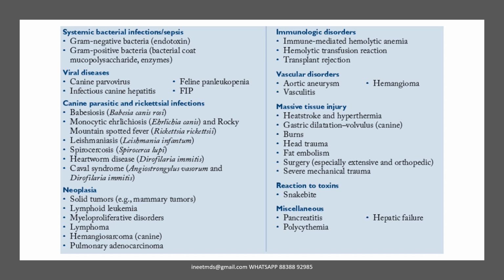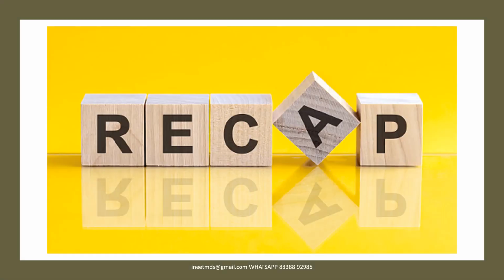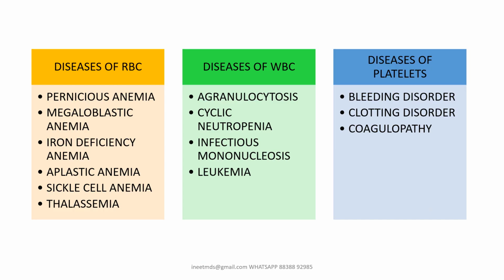Now, to recap what we saw today: we saw diseases of RBC. Under that we saw pernicious anemia, the difference between pernicious anemia and megaloblastic anemia, what is the intrinsic factor of Castle and what is the extrinsic factor, how calcium is involved in the absorption of vitamin B12, and the findings of megaloblastic anemia, that is the macrocytic anemia, how it presents, MCV values, and the values for other microcytic anemias. Then we also saw iron deficiency anemia, Plummer-Vinson syndrome, and the triad for Plummer-Vinson syndrome.